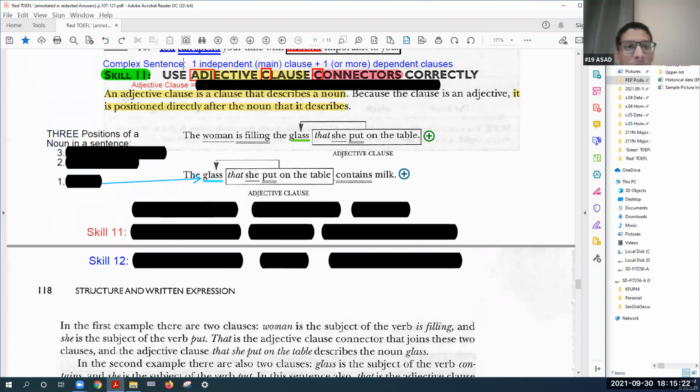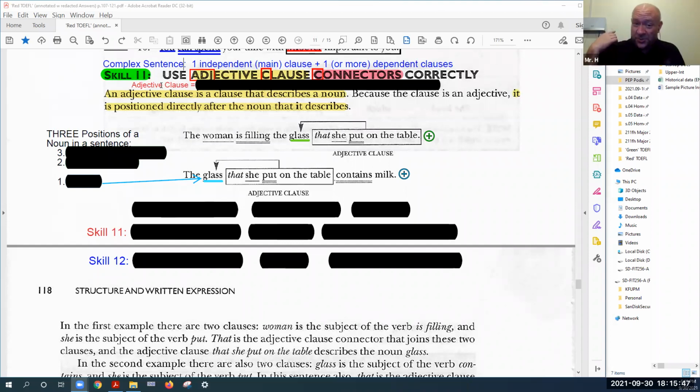Okay, good. Osama, which skill are we doing? Skill 11. What does it say? Use adjective clause connectors correctly. Yeah, use adjective clause connectors correctly. All right, adjective clause.